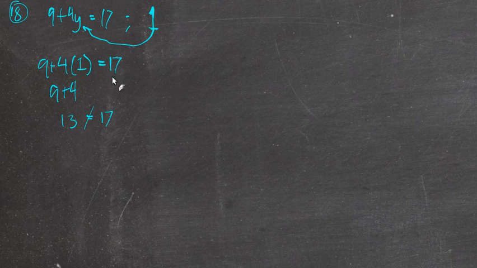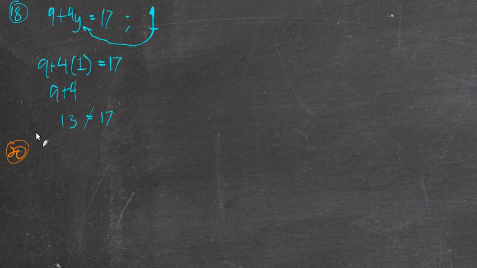So like I said, a solution is a very simple thing. A solution would make the statement true. Right? This is a statement. It's very specifically saying that 9 plus 4 times y is equal to 17. And if we put something in for y that doesn't make that happen, then it couldn't be a solution. It's made it not true. We would need this equation to be true. So if there's a value that doesn't make that happen, it's not a solution.